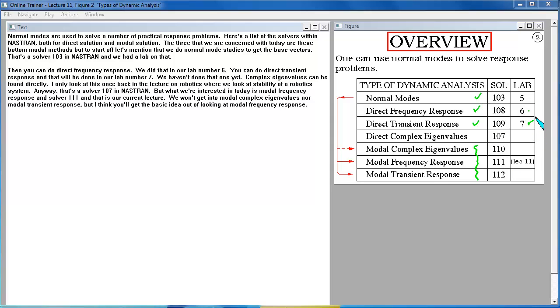Complex eigenvalues can be found directly. I only look at this once back in the lecture on robotics where we look at stability of a robotic system. Anyway, that's solver 107 in Nastran. But what we're interested in today is modal frequency response and solver 111, and that is our current lecture. We won't get into modal complex eigenvalues nor modal transient response, but I think you'll get the basic idea out of looking at modal frequency response.